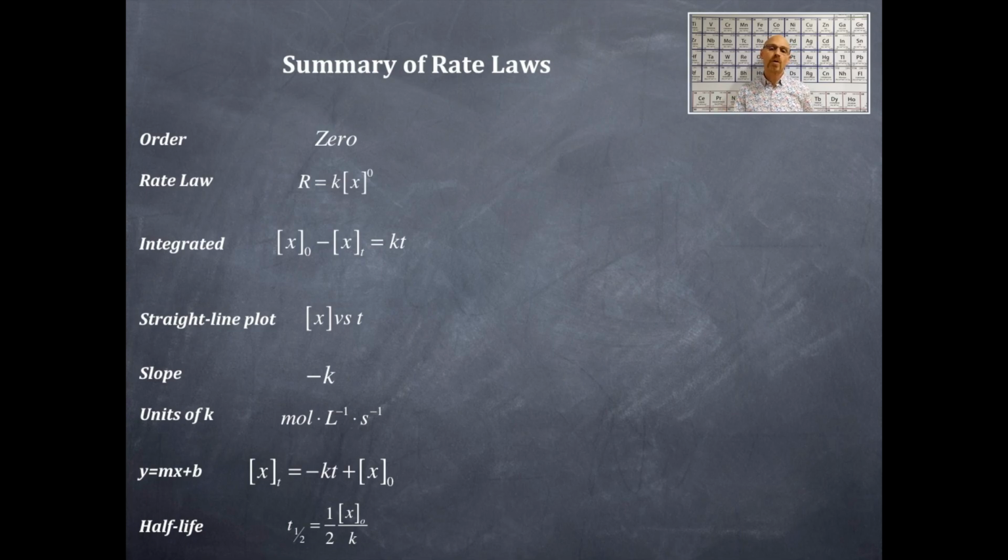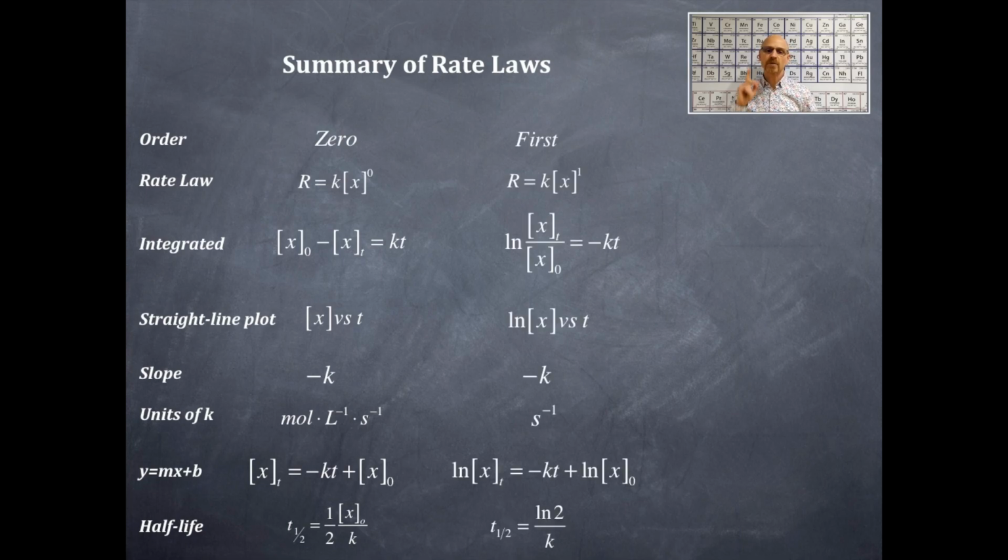It could be moles per liter per minute as well, or any other units of time. The y equals mx plus b straight line plot form of this is x sub t is equal to negative kt plus x sub 0. And the half-life equation is t of 1/2 is equal to 1/2 x sub naught over k. Now I want you to look at that half-life equation for zero order and notice that it is dependent on the initial concentration. That is very different from the next one that we're going to do.